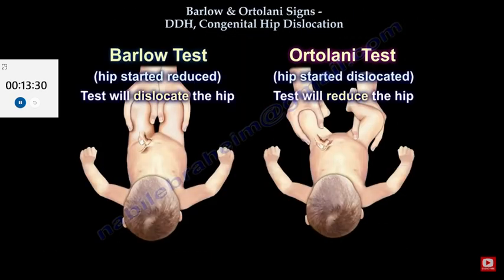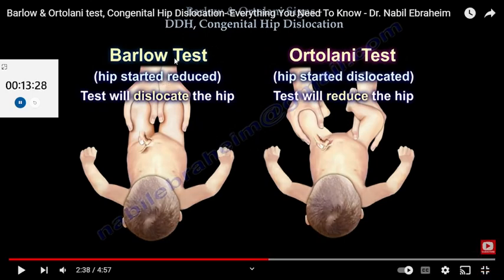Okay. Then there is a differential between them. Barlow test: hip starts reduced, test will dislocate the hip. Ortolani: hip starts dislocated, test will reduce the hip. So this means that when we started, the hip was inside in the reduced position, and our maneuver, the Barlow test, dislocated the hip. In the case of Ortolani, when we started, the hip was dislocated, and the test will reduce the hip.